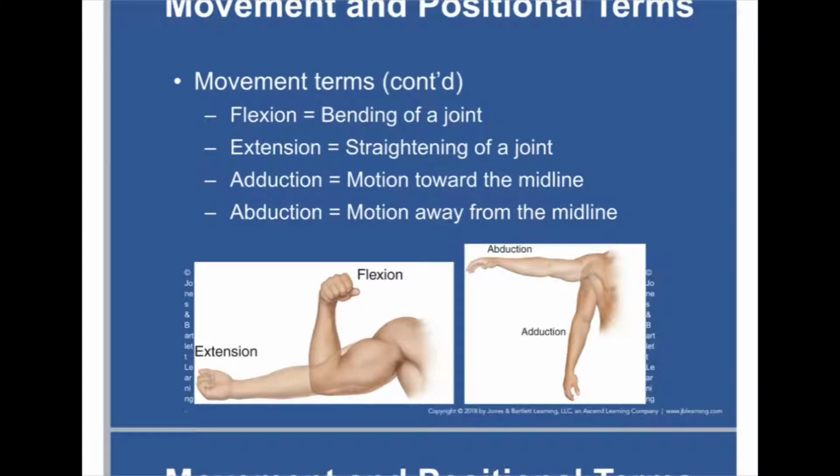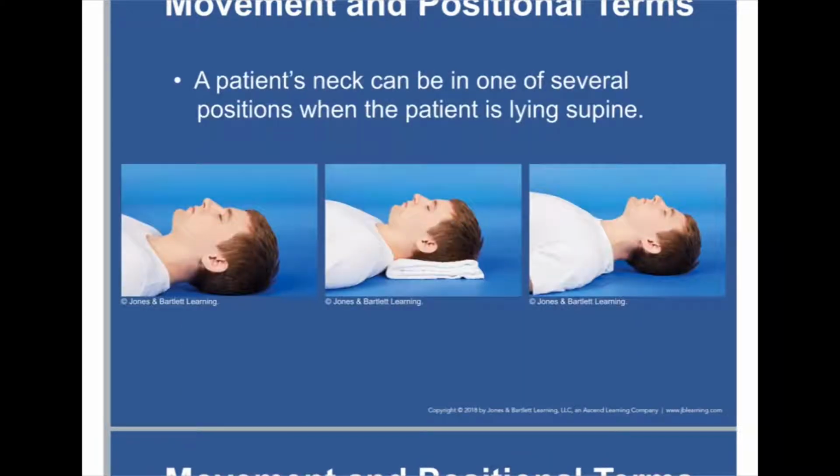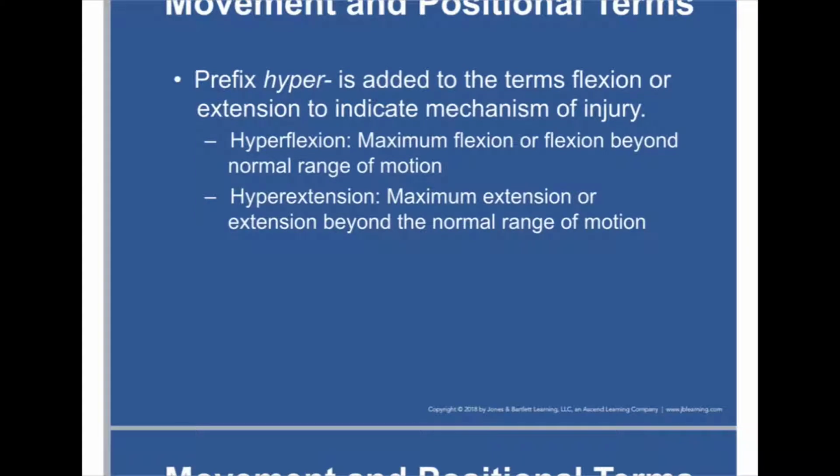So here we have extension and flexion, or abduction and adduction. Have you ever heard of an elbow or a knee that was hyperextended? What does that mean? It means it was extended, or straightened, past the point that it is naturally supposed to go. Now, you've probably heard of the term hyperextension. We actually just used it in the last slide. But there's also this term of hyperflexion, where the maximum flexion occurs. So there's hyperextension and hyperflexion.